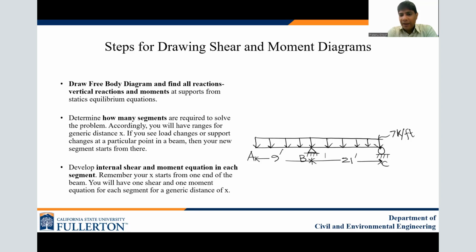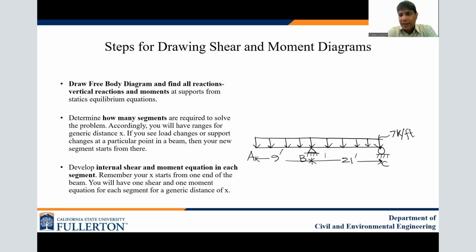Now just keep in mind that here we are going to generate in each segment one shear and one moment equation. So we have now two segments, so we have two shear and two moment equations. And one of the important things we need to remember: how do we know how many segments we will need for a particular problem? Wherever the support changes and load changes, the new segment starts from there. So as you see, we have support at B where you have upward reaction. Obviously, your loading condition is going to change from there. That's why we have two segments.